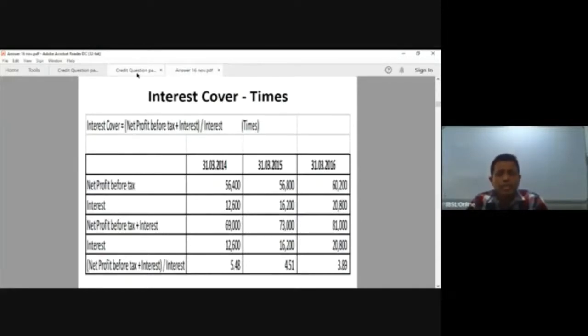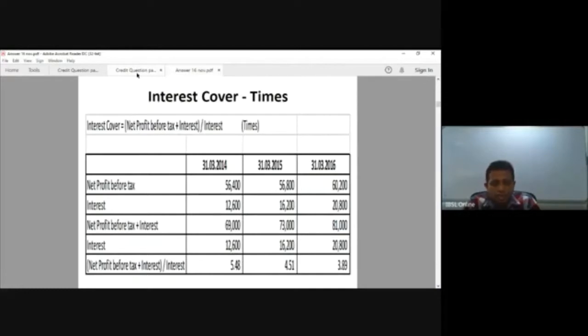Then you take the interest from the income statement directly: 12,600, 16,200, 20,800. Then add back those two. That is net profit before tax plus interest: 69,000, 73,000, and 81,000. Then divide it by the interest figure itself again, right? Then you have a number of times figure. For 2014, the times figure is 5.48. Then 2015, 4.51. 2016, 3.89.